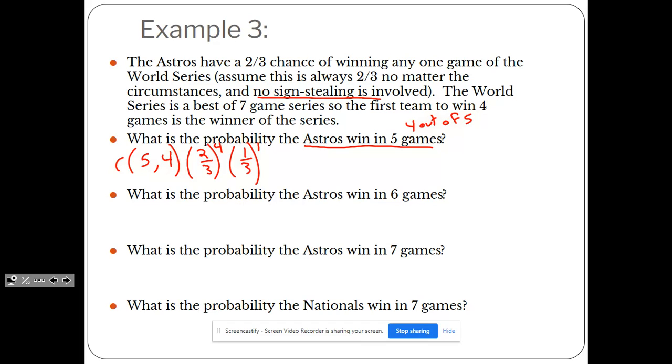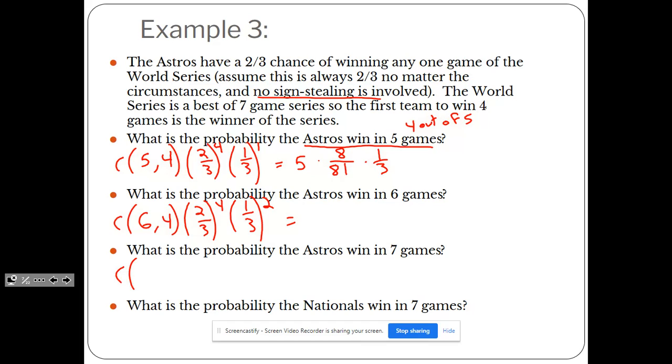Okay. 5 choose 4 is 5. 2/3 to the 4th would be 16 over 81. 1/3 to the 1st. And this one's not awful, but obviously you can finish that. The main part is getting the formula, getting it simplified. All right, if you want to know win in 6, so now I have 6 games, 4 wins. So that's 2/3 to the 4th, but now it's 1/3 squared. And then I would work that out. All right, 7 games, very similar.